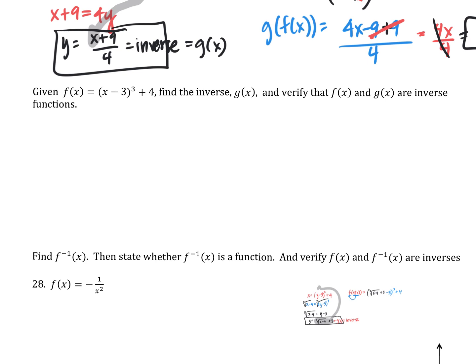Guys, we do have to follow PEMDAS-y stuff, though. If I'm looking to simplify this, what would I do in my parentheses? Can't cube yet. What would cancel out nicely? 3 minus 3 cancels out great, right? I'm left with then a cube root of x minus 4 cubed. Doesn't a cube root and a cube cancel out? I'm left with x minus 4 plus 4. What are we left with?